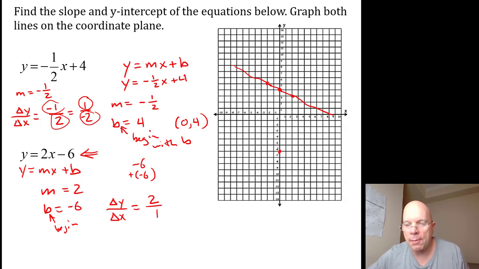From our beginning point, the change in y is positive 2, so you go up 2. The change in x is positive 1, so you go right 1. And you could keep applying that slope: up 2, right 1, up 2, right 1, up 2, right 1. You can actually see where these lines are going to intersect.